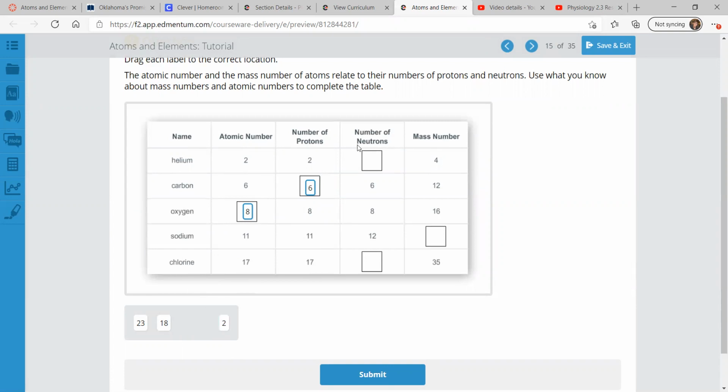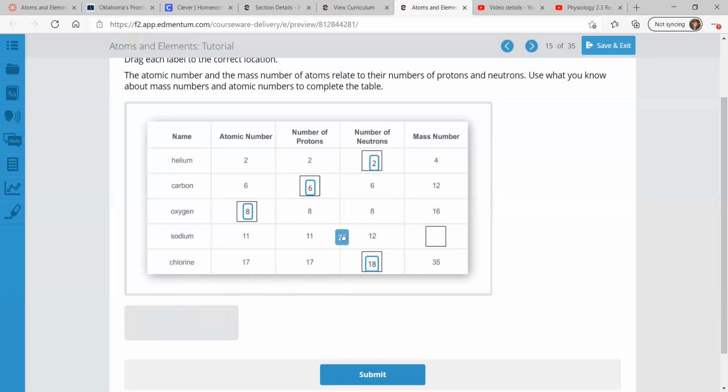Now we have to look at the mass number to fill out the rest of the table. The mass number is the number of protons plus the number of neutrons. So here we have 2 plus something equals 4. That means there are also 2 neutrons in the nucleus. Same for chlorine. The mass number of protons plus number of neutrons is 35. We know the number of protons is 17, and that means there's 18 neutrons.